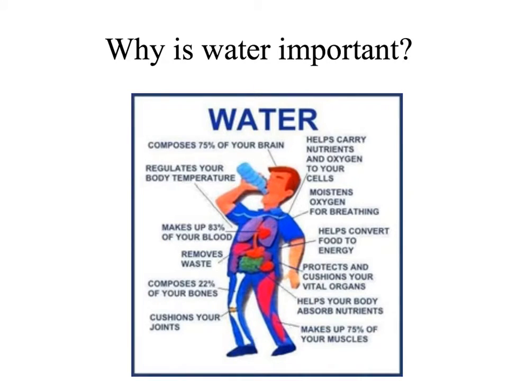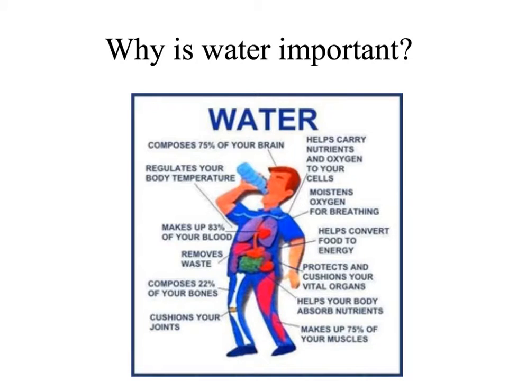If we look at a human body, we can see that water is a huge component inside of us. 75% of your brain is water. It helps regulate our body temperature. Water makes up 83% of your blood, which is primarily responsible for transporting food, nutrients, salts, and other materials around your body. Water helps to remove waste, particularly in your kidneys and liver. Your bones have water in them, though not much. And the cushions of your joints also require water.